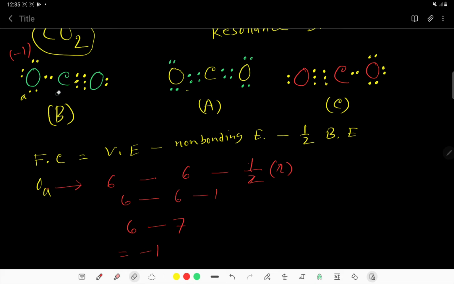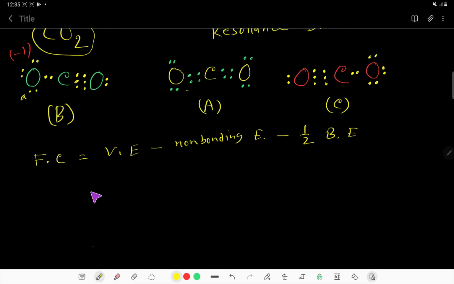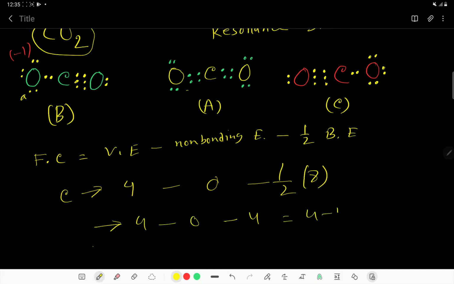Now we'll calculate the formal charge for this carbon. So let us delete this. The valence electrons for this carbon is 4 because it is an element of group 4A, minus non-bonding electrons for this carbon is 0, minus half of bonding. Here we have bonding electrons 6 and here 2, that is 8. So 4 minus 0 minus 4, that is 0. The formal charge for this carbon is 0.